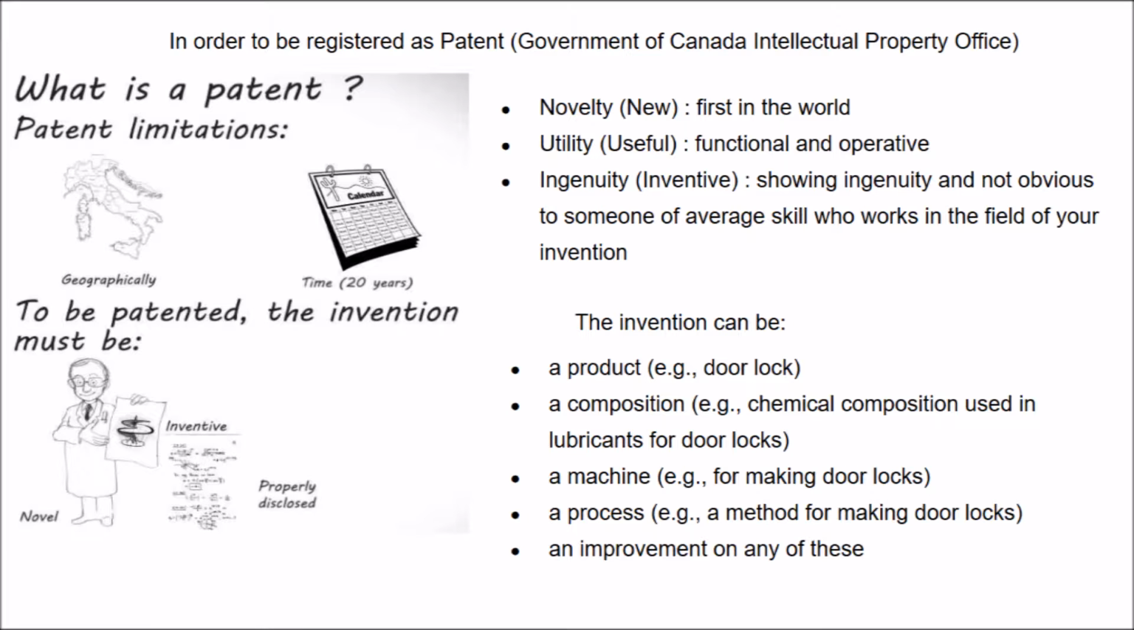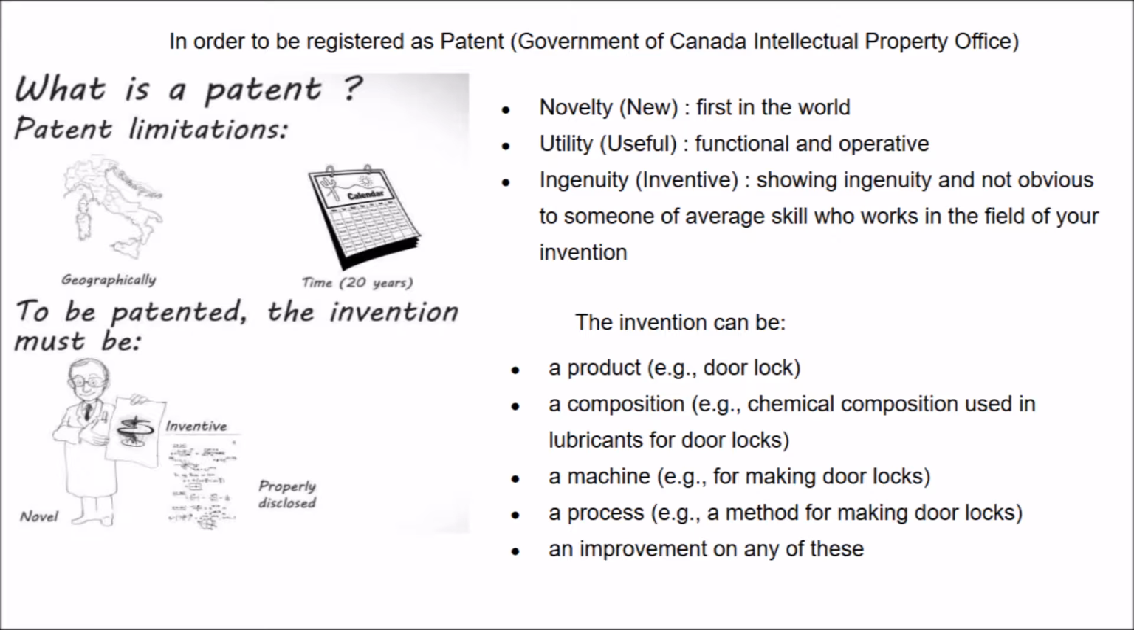In order to be registered as a patent, the Government of Canada Intellectual Property Office defines the requirements as novelty, first in the world, in other words new; utility, functional and operative, in other words useful; and ingenuity, showing ingenuity and not obvious to someone of average skill who works in the field of your invention, which is inventive.